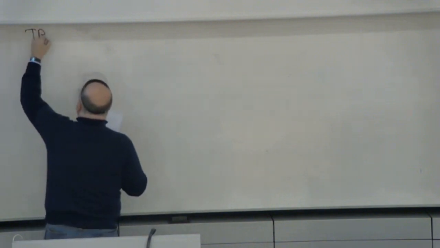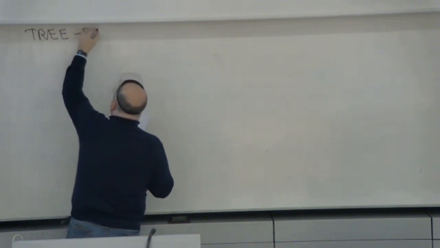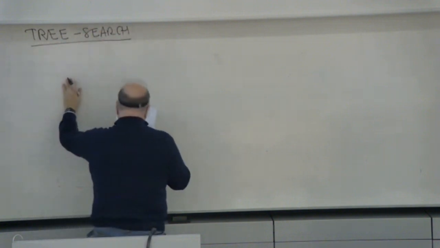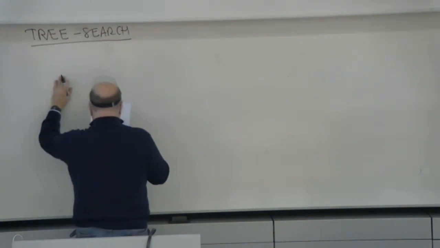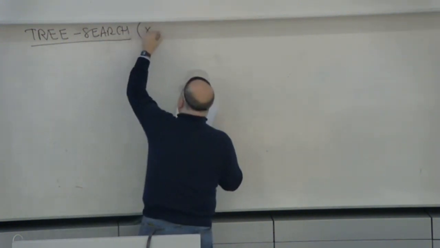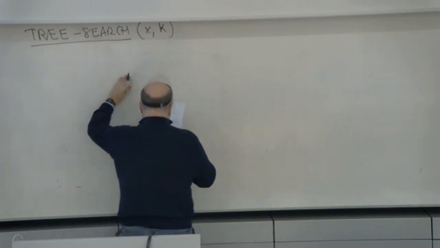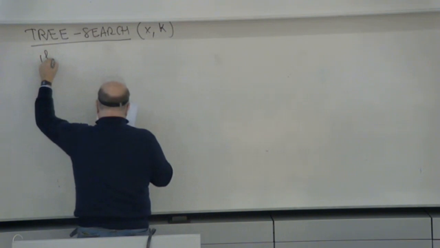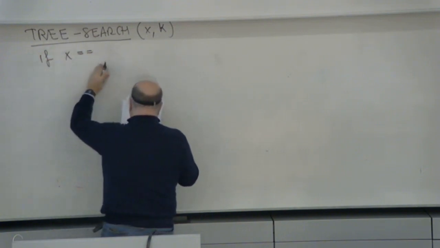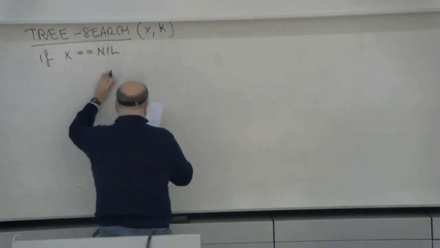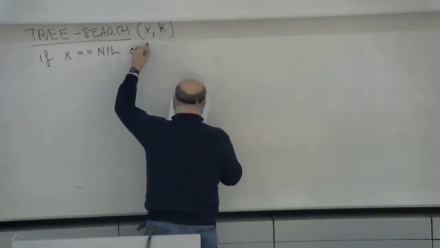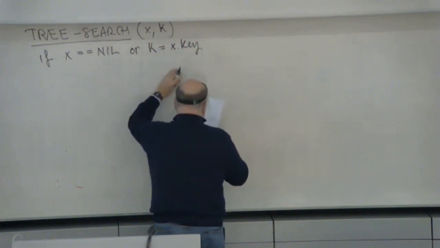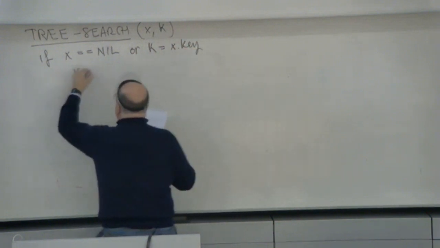Okay, so this is searching, and so we define the procedure TREE-SEARCH. It has two parameters, a node x and a key k, and it works in this way. If x equals nil, or key k equals x.key, then simply return x.